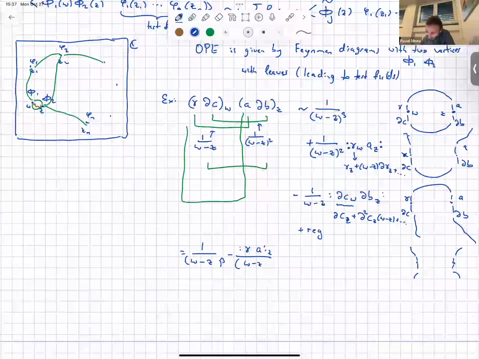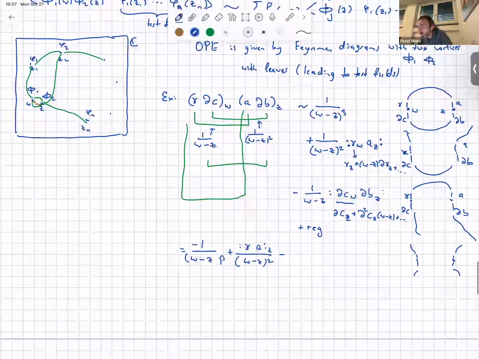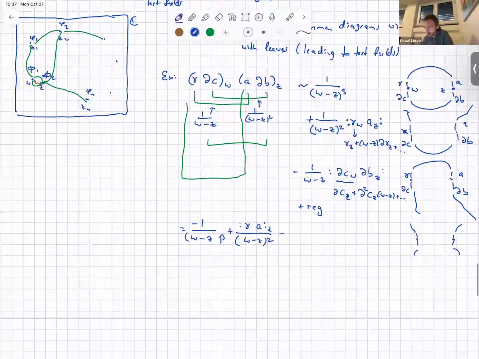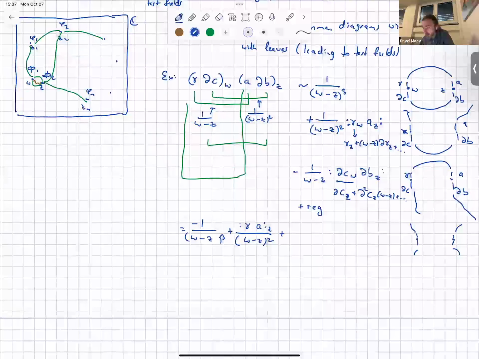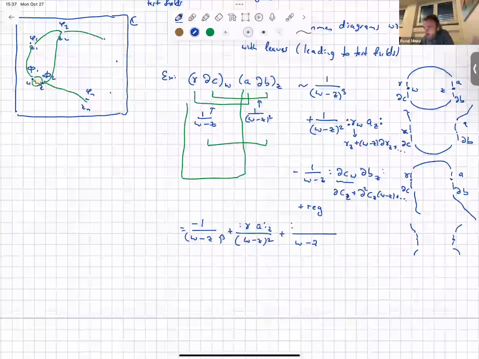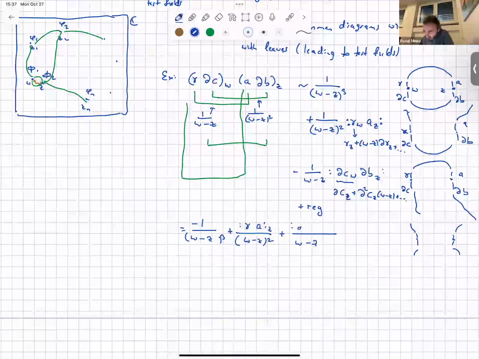over W minus Z squared. Sorry, that was a plus. Minus, that was a minus here. Okay, so let me write it like that. Plus 1 over W minus Z times the normally ordered expression del gamma A plus del B. That's everything at the point Z, plus the regular part.